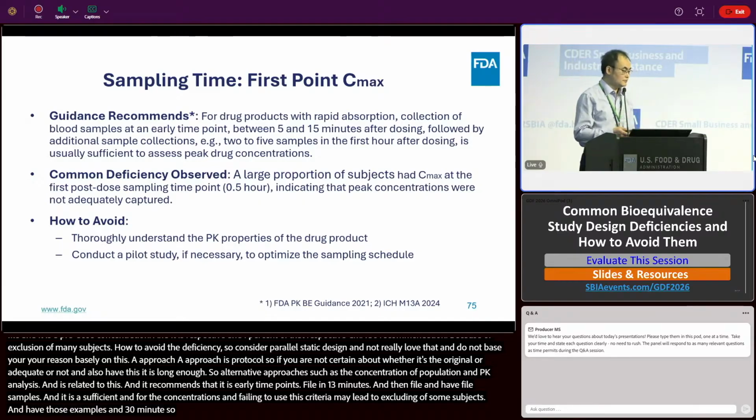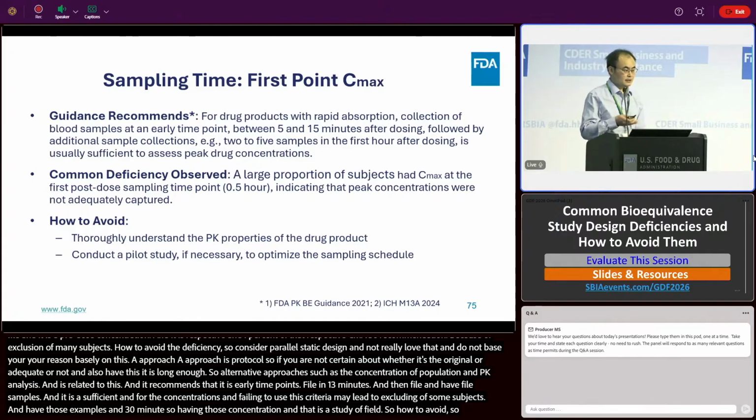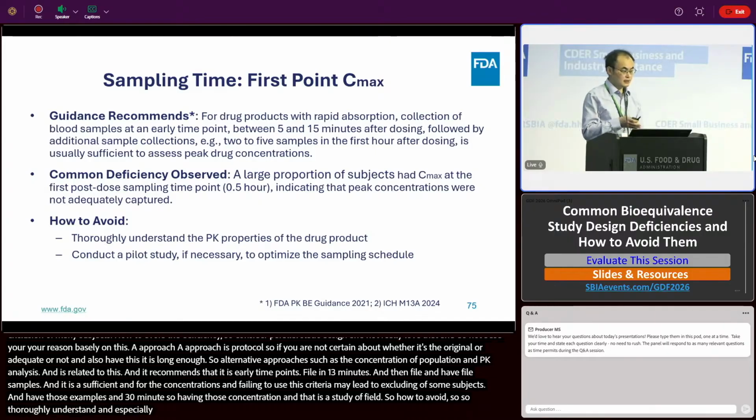So how to avoid? First, thoroughly understand the PK properties of the drug product, especially when it is expected to have rapid absorption. If that's the case, include early time points between 5 and 15 minutes. And then if uncertainty is high, conduct a pilot study to better understand the PK properties of the drug product.